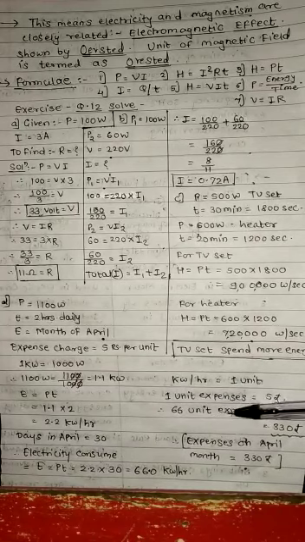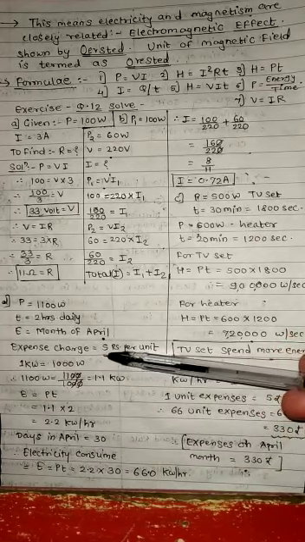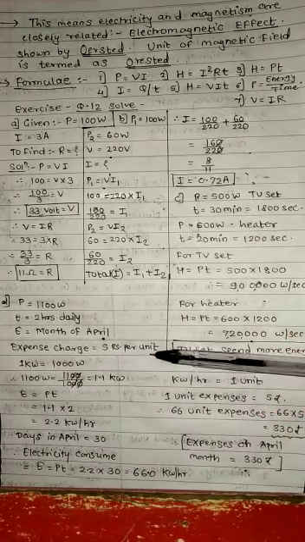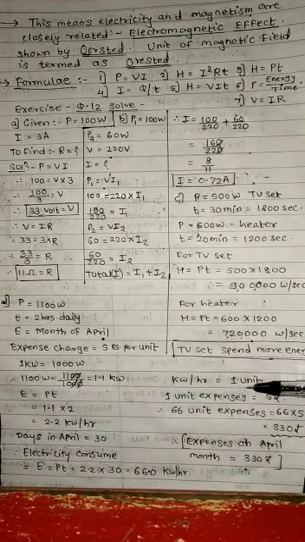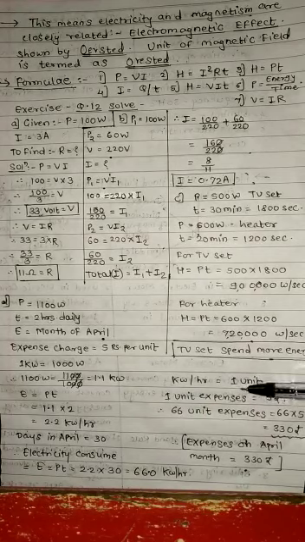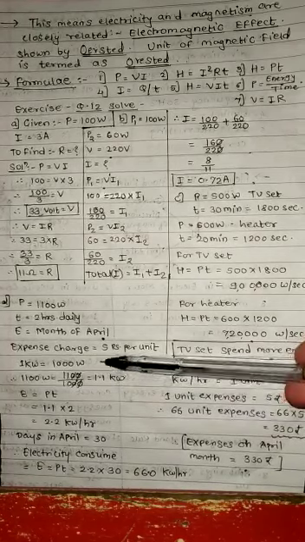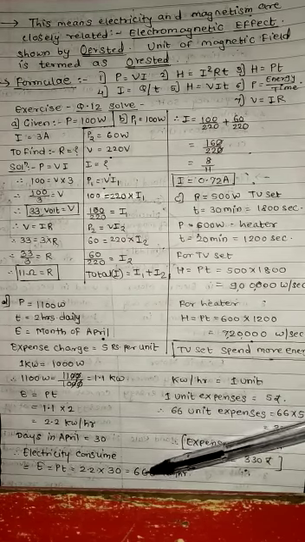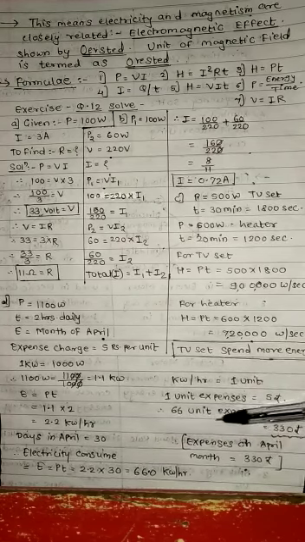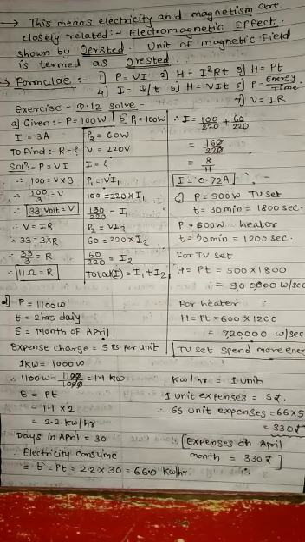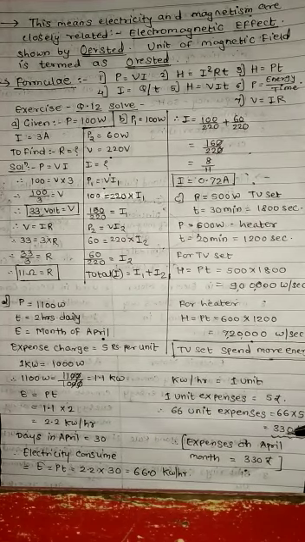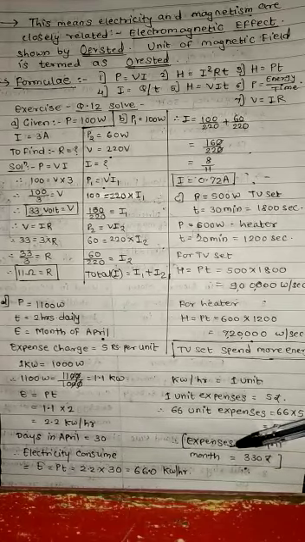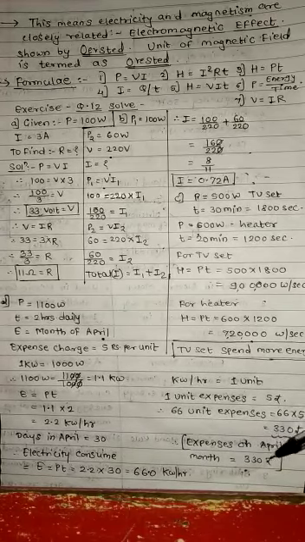So the expense for 1 unit is given, that is 5 rupees per unit. So here kilowatt hour is converted into units. So 66 unit expenses is 66 into 5 rupees, that is 330 rupees. The expense on electricity for the month of April is 330 rupees.